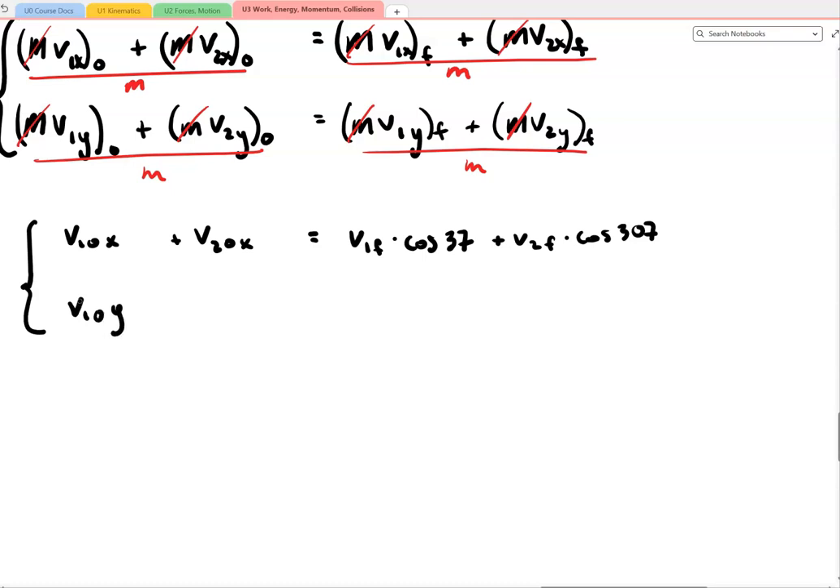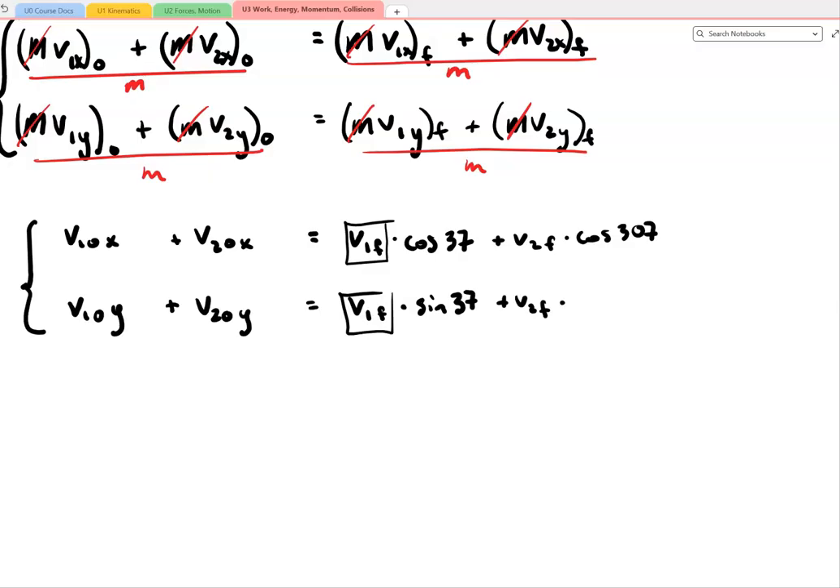Initial velocity in the y direction plus initial velocity for object 2 in the y direction would be equal to our final velocity down the diagonal of object 1 in the y direction. So we're accomplishing the y direction with the sine of 37, just like we were accomplishing the x direction with the cosine of 37 if we knew the diagonal quantities. Which, since we don't know the diagonal quantities, obviously we're going to solve for that. That's going to be an unknown variable. And then V2 in our final direction times sine of 307. Again, this is going to allow us to solve for this unknown quantity.